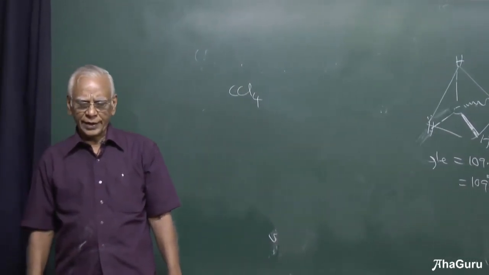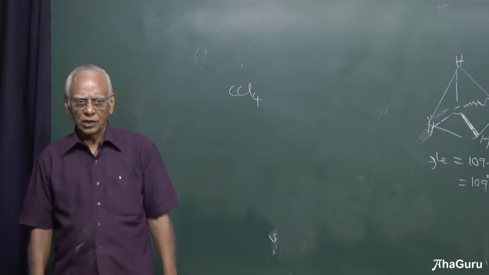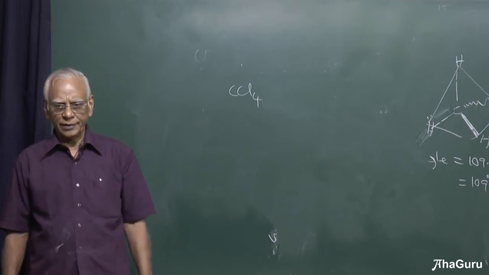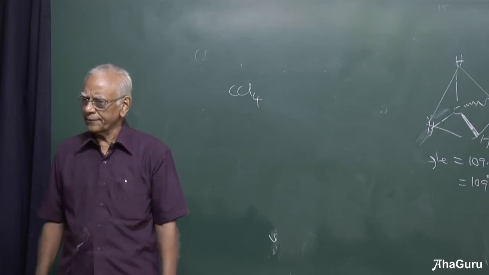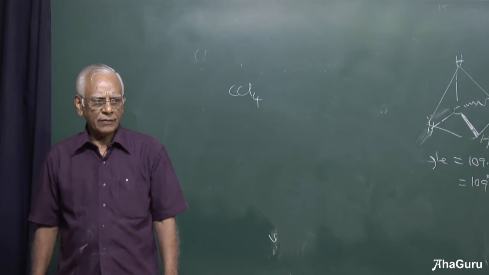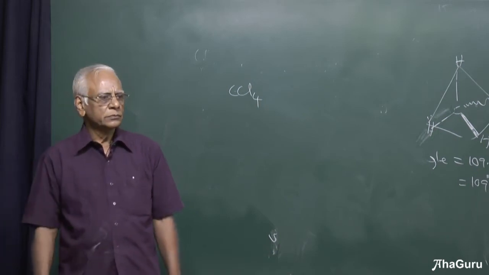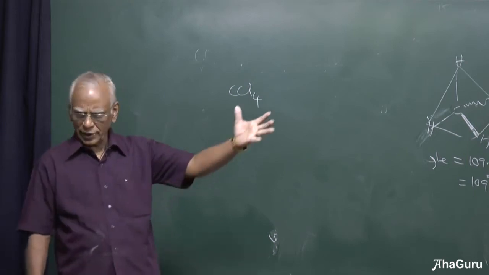Carbon tetrachloride is used as a solvent, and as a fire extinguisher also. In carbon tetrachloride, what should be the bond angle between any two chlorine atoms?